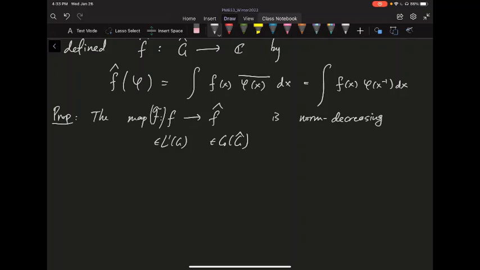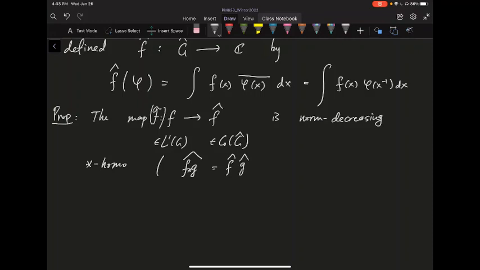It's also because L1 again has the Banach star algebra structure. The C0 of G hat also has a multiplication, the usual pointwise multiplication, and taking the conjugate as the involution. So with that, it's actually a star homomorphism. By star homomorphism, I should explain a little bit more: if I take the convolution of two things and take their Fourier transform, then this equals the product of their Fourier transforms.